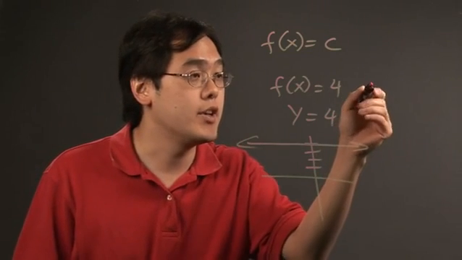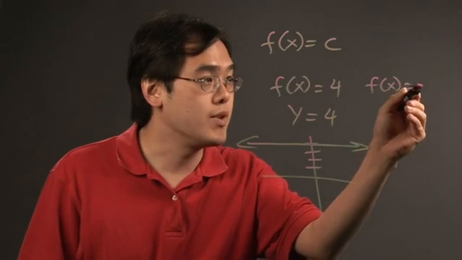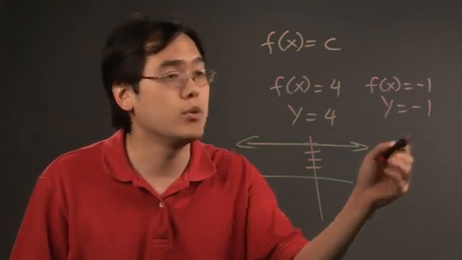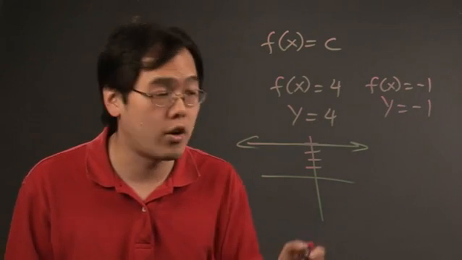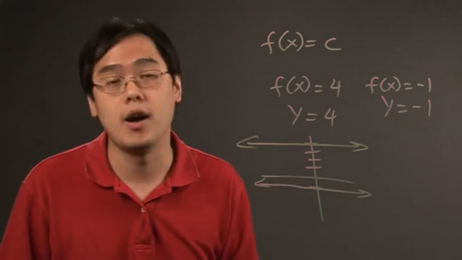Now if you have another integer function, let's just say f(x) = -1. -1 is an integer. That's another way of saying y = -1, which means you have yet another horizontal line that crosses through -1 on the y-axis.